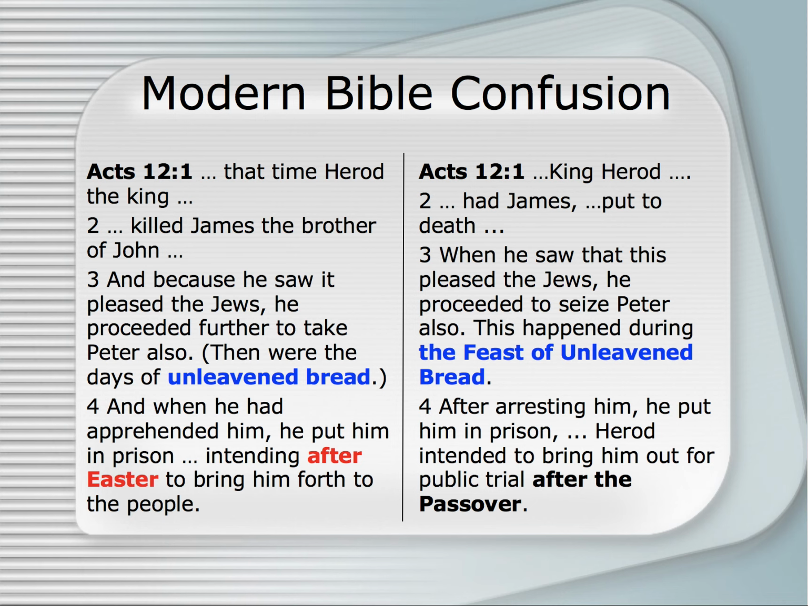And you can see on the right-hand side, he proceeded to seize Peter after he'd killed James. This is Herod. And this happened during the Feast of Unleavened Bread. And then verse 4 is different. One version says that Herod, having arrested Peter, put him in prison and was intending, according to one version, after Easter to bring him forth to the people. Another version says he was intending after the Passover to bring him to the people.